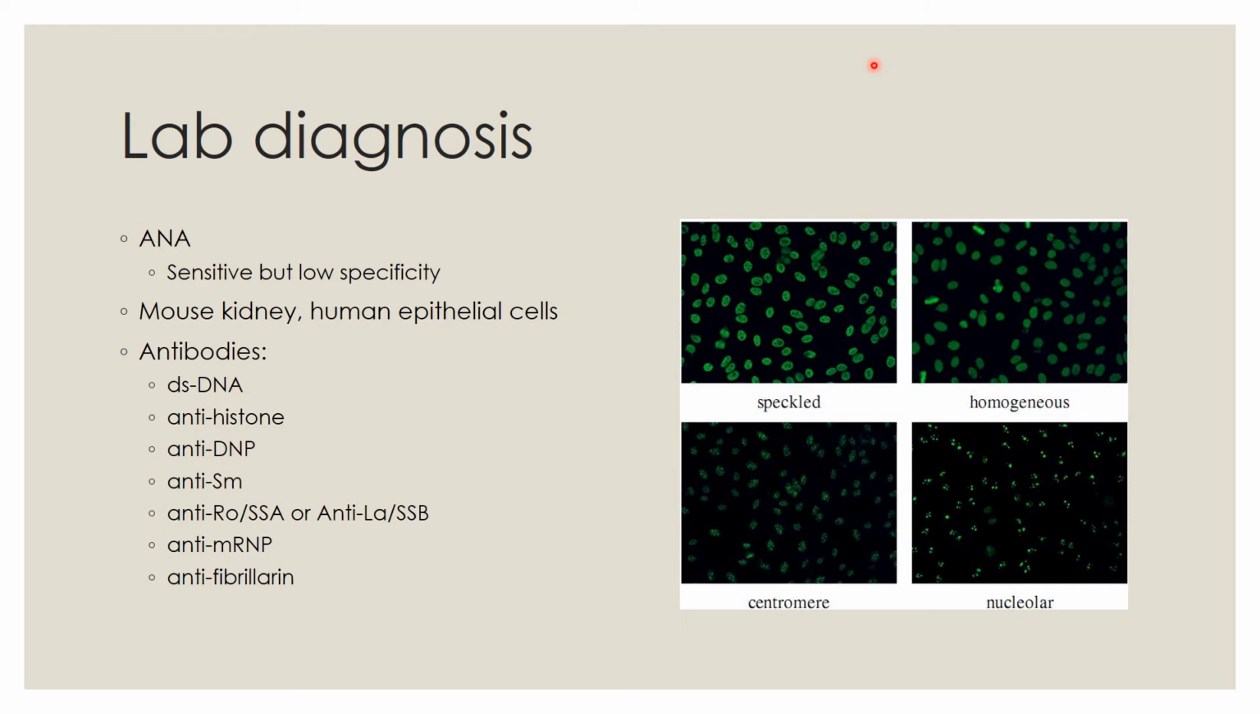And this one, the Smith, is much more likely to be a speckled pattern on the ANA. Then we have the anti-SSA Ro, or sometimes it's anti-Ro or sometimes it's anti-SSA. They're the same thing. And the same thing on the other side, sometimes it's anti-La. So when it was anti-Ro and anti-La at first, now it's anti-SSA and anti-SSB. So depending on the age of your doctor, they might refer to it as one or the other.